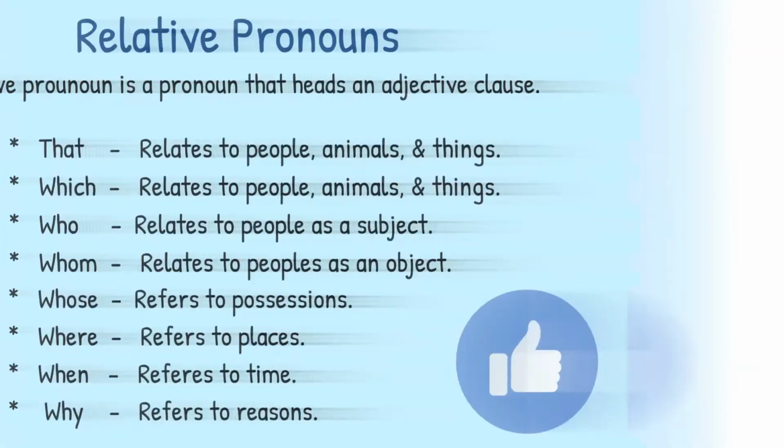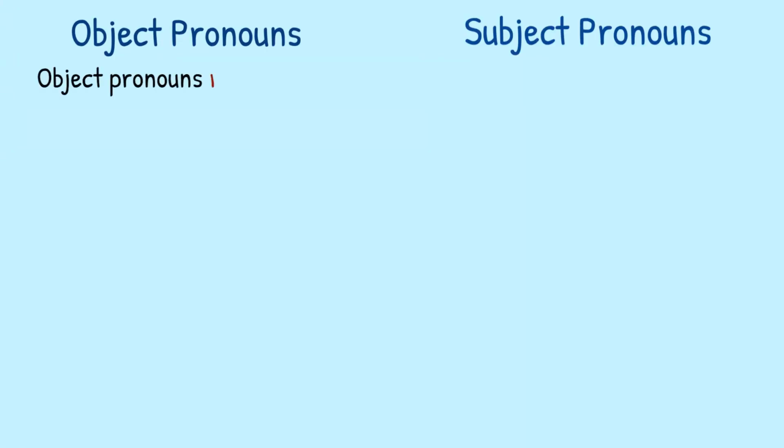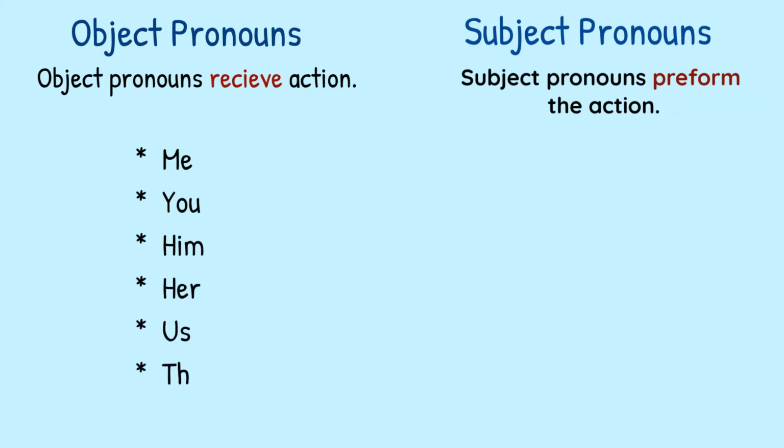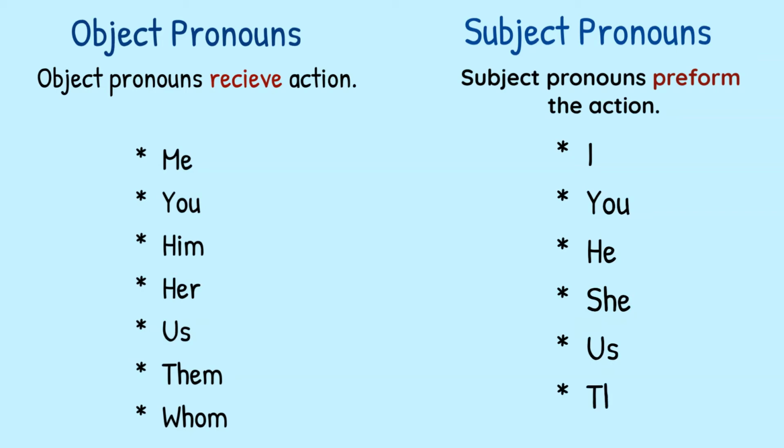Okay, now we have object pronouns. Object pronouns receive action. Subject pronouns perform the action. Let's look at some examples. Me, you, him, her, us, them, whom. For subject pronouns, I, you, he, she, us, they. Now you see some of those repeat.